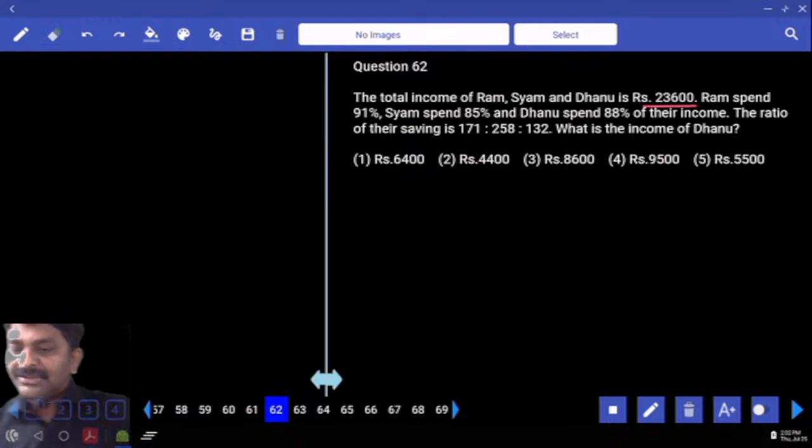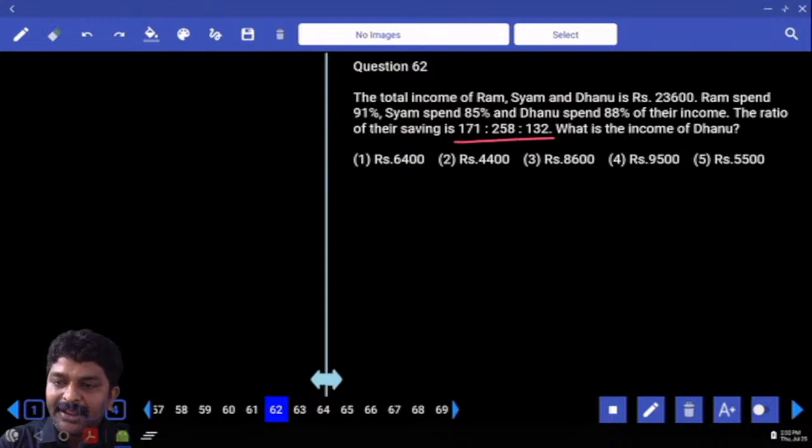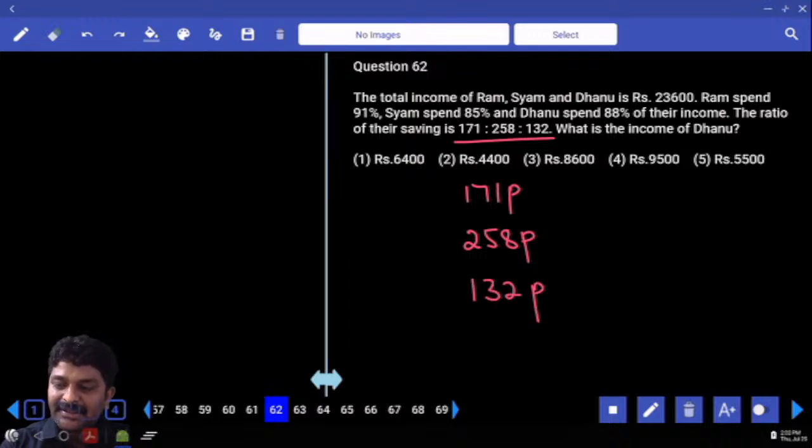Their total is mentioned as 23,600, right? So now, if the ratio is mentioned, I can say this is 171 parts, 258 parts, 132 parts. Agreed? What is this ratio? The savings ratio. Okay? Right.